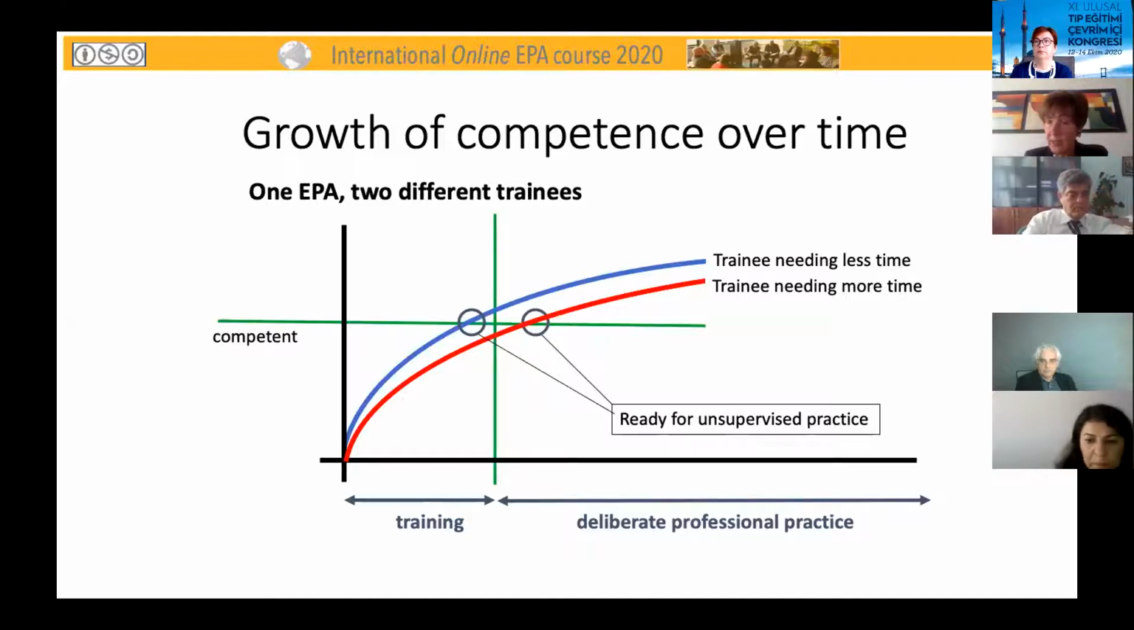So here I show you that with an EPA-based program, it's an individualized program because every trainee has his own speed and knowledge development to eventually meet the standard of the doctor, of this medical specialist that you want him to be. And because we are different in growth of competence, you also will reach unsupervised training at different time levels. So you have a flexible training duration, and this is what we call in the Netherlands individualization of the residency training program. And every resident goes with its own speed.